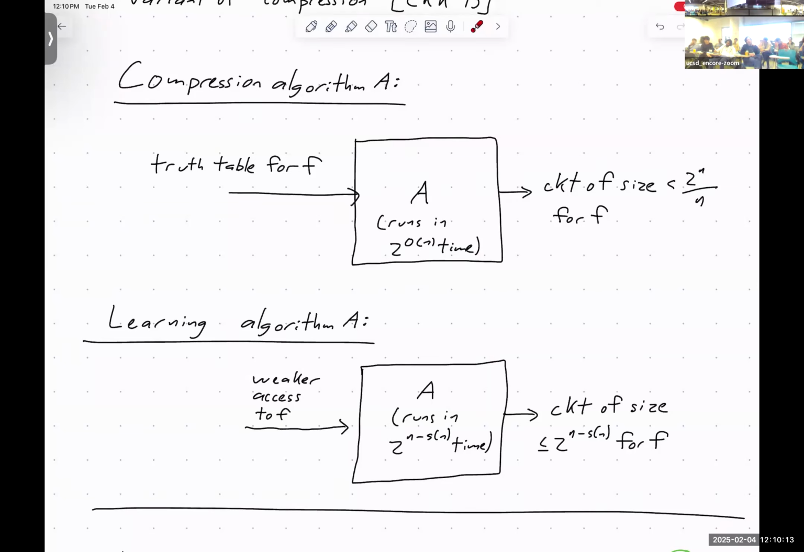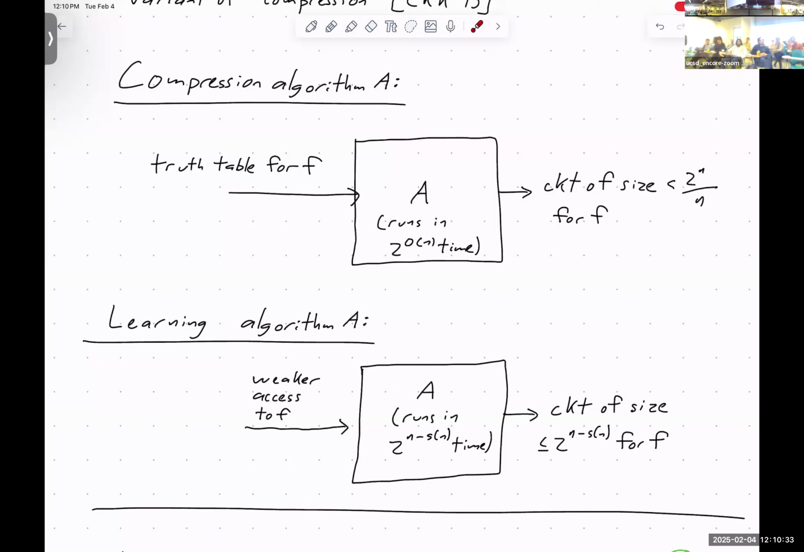Your algorithm is supposed to run in polynomial time, so that's in 2 to the O of n, because the input is of size 2 to the n. And you're supposed to compress. You're supposed to output a non-trivially small circuit, a circuit that does better than, this is Lupanov, Shannon, I always get this mixed up. Lupanov, okay, you're supposed to compress it to a non-trivially small circuit.